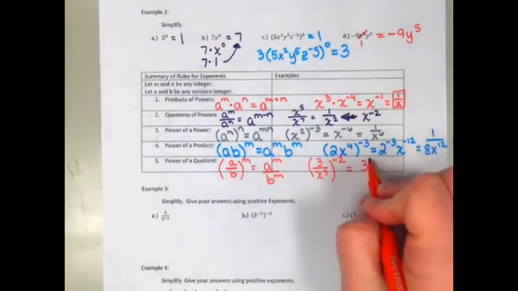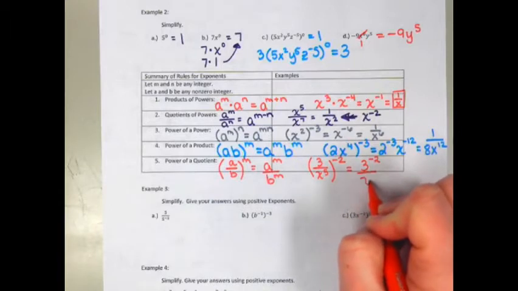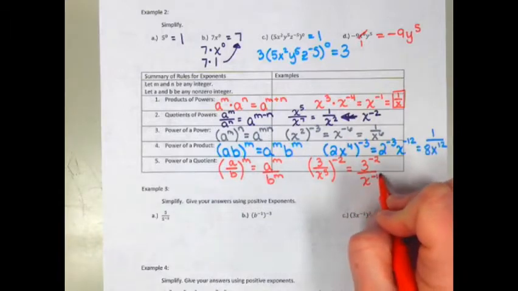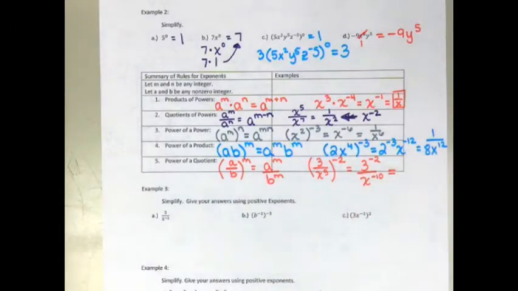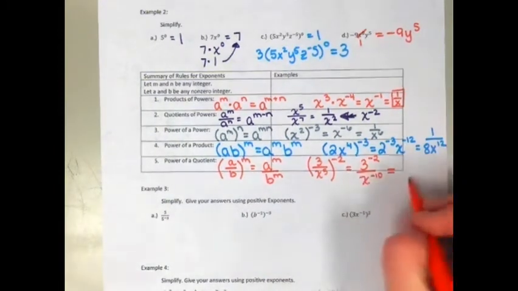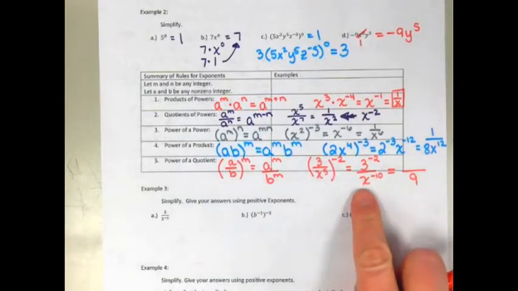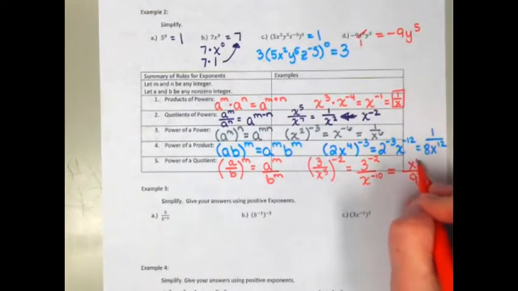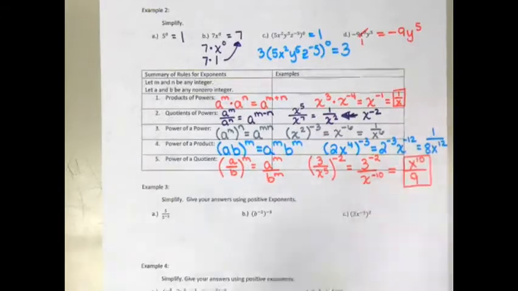3 to the negative 2nd over x to the negative 10. Now, what do I have to do? Flip, right? So the 3 is going to go to the bottom, and what's 3 squared? 9. And the x to the negative 10th is going to go to the top, so x to the 10 over 9.